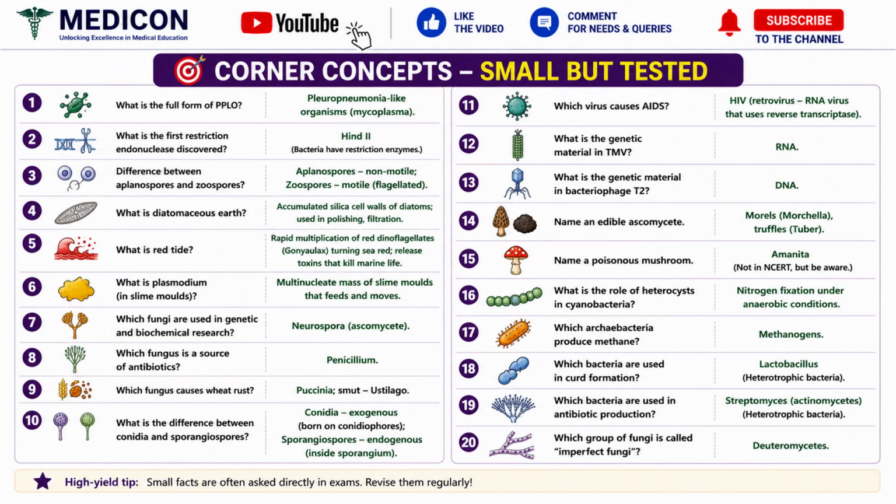Okay, what is the full form of PPLO? That's an actual second name of mycoplasma. What is the first restriction endonuclease discovered? It was Hind 2. What is the genetic material in bacteriophage T2? DNA. And which bacteria are used in curd formation? Lactobacillus, heterotrophic bacteria.